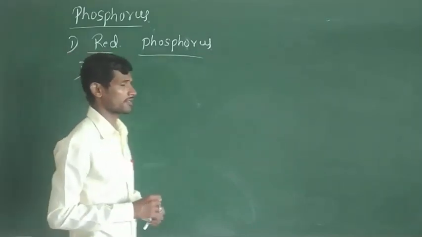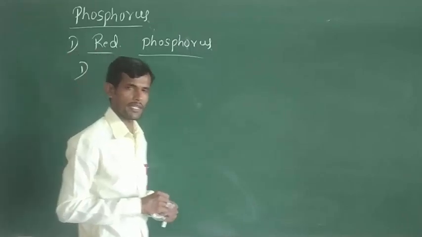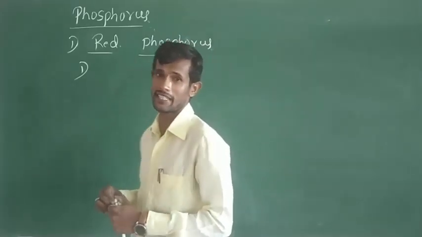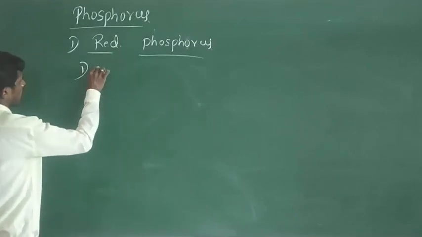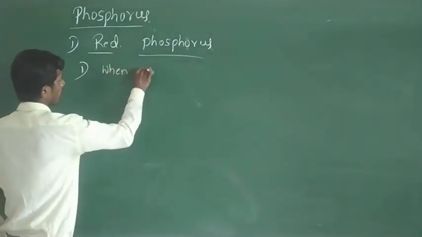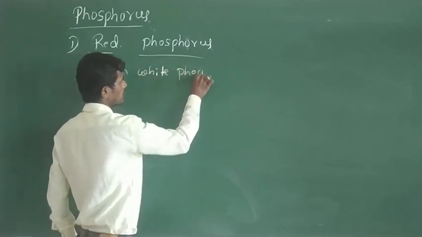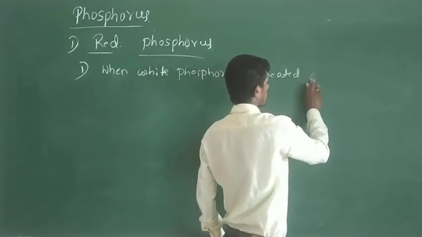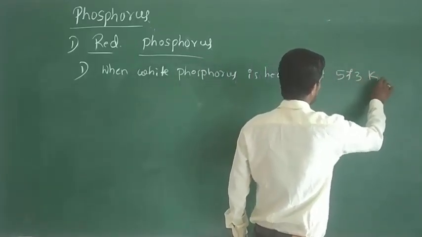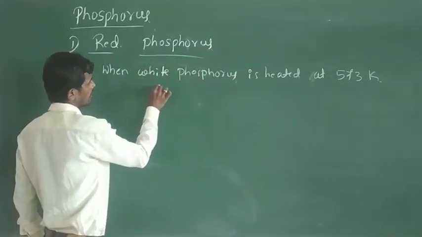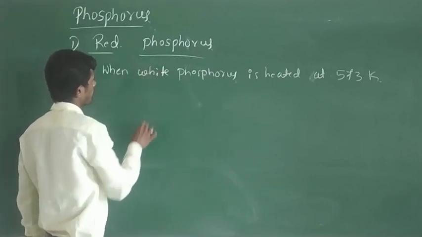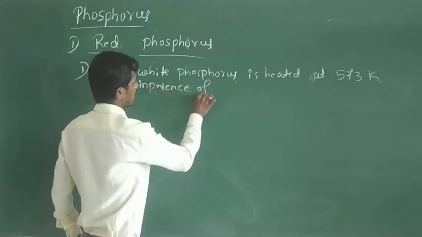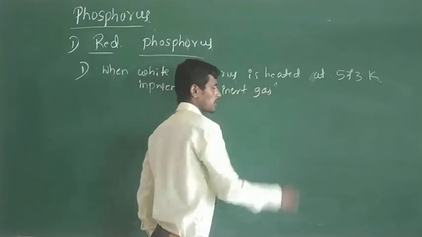As in red phosphorus, the first point is when white phosphorus is heated at 573 Kelvin temperature in presence of inert gas. Remember, this is very important.